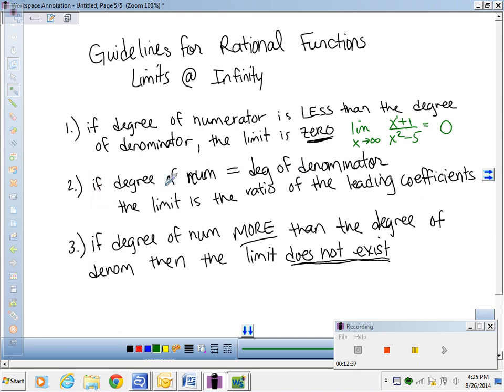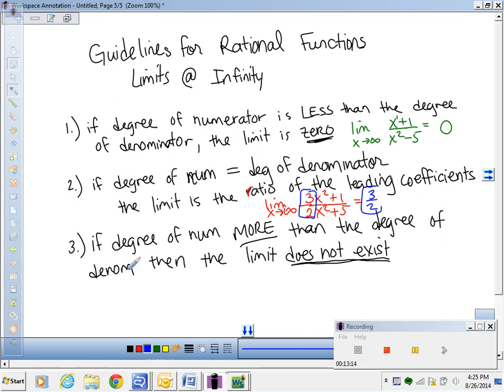Okay? Next one, if the degree of the numerator is equal to the degree of the denominator, then the limit is the ratio of the leading coefficients. So for example, if I had the limit as x approaches infinity of x squared plus 1 over x squared plus 5, then they're the same degrees. Oh, let's put some numbers in there. Let's say 3x squared plus 1 and 2x squared plus 5. Then the limit is just equal to the ratio of these leading coefficients, which is 3 over 2.